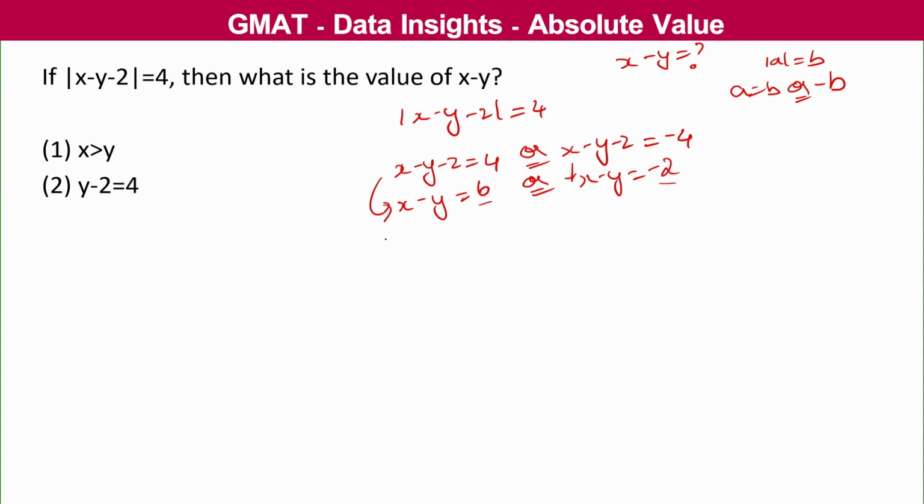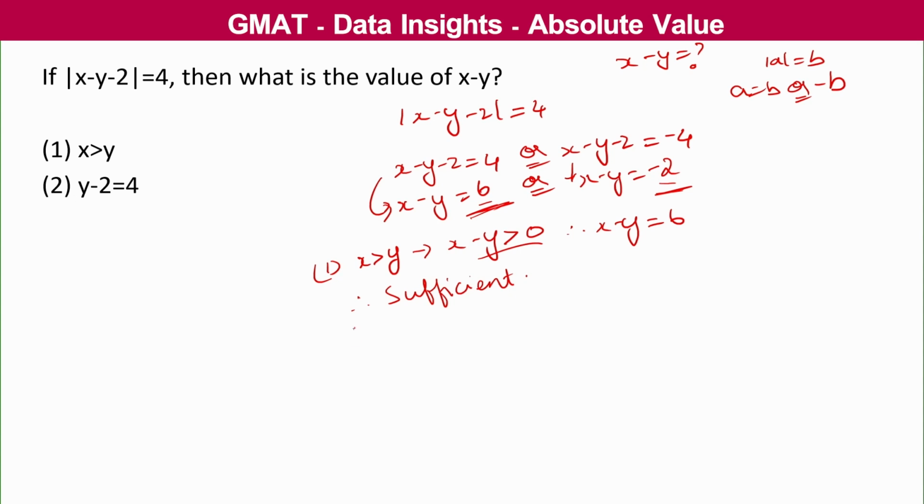Let's check what are the given statements. First statement is telling us that x is greater than y. So it is telling us that x minus y is greater than 0. Out of these two values, that is 6 and minus 2, only one value is greater than 0. Therefore, x minus y should be equal to 6. So this statement is sufficient to answer the question. You get one definite value of x minus y.